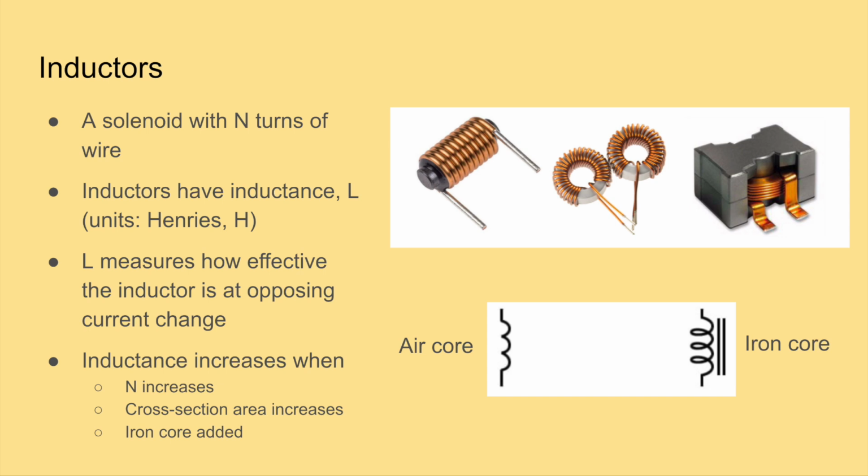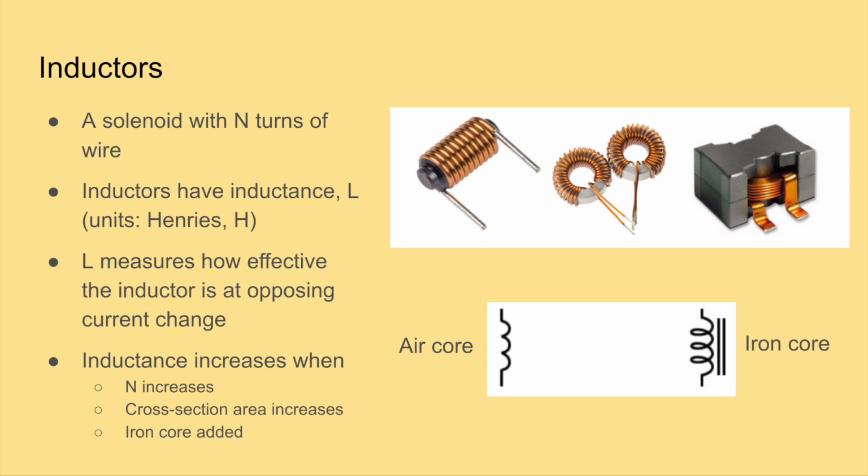Changing current in a circuit will cause a change in magnetic flux in the inductor, and that's how that links back to Faraday's law. Now, inductance can be affected by a number of things, but the main ones that you would be expected to know are the number of loops of wire. Higher loops of wire means bigger inductance. If the cross-sectional area of each loop increases, you'll get bigger inductance. And finally, if we add an iron core, that increases inductance as well.